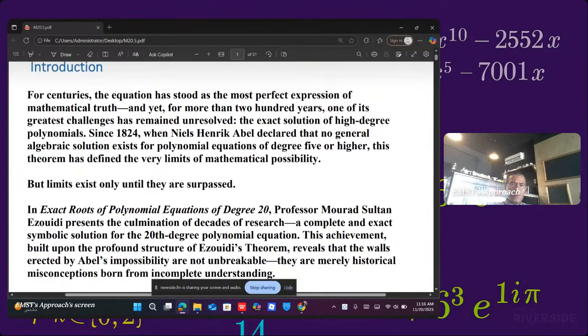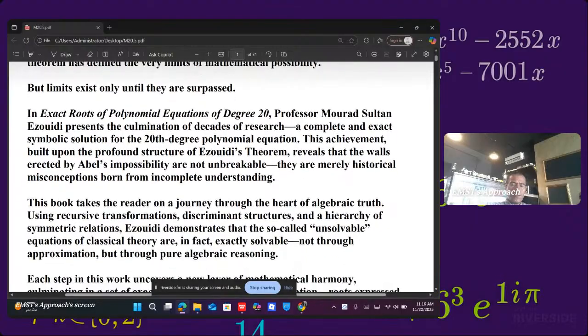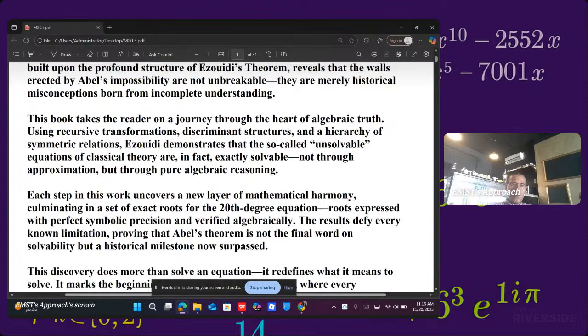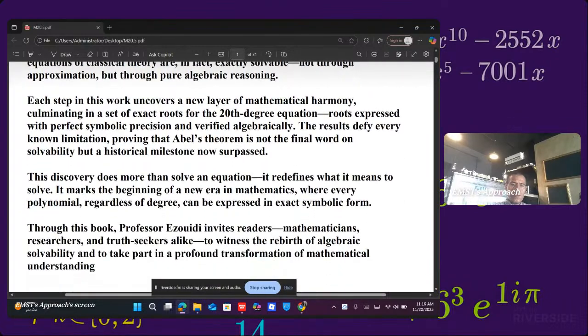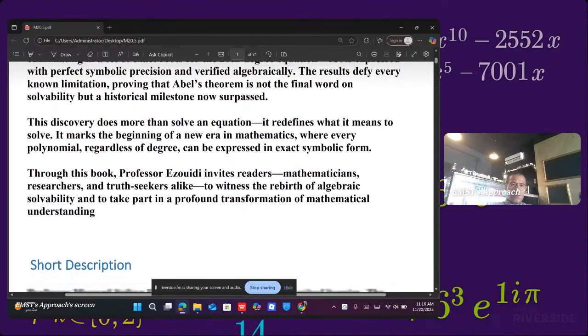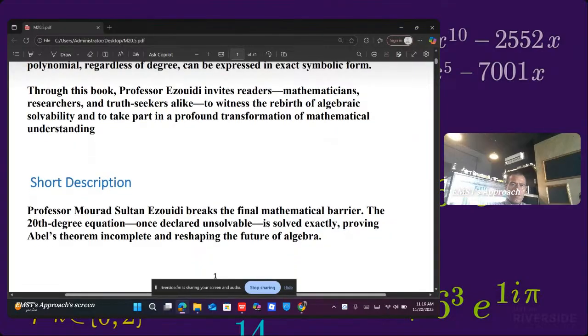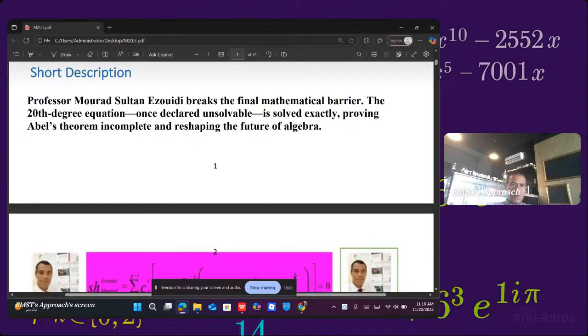The stakes here feel massive. Oh, they are. This isn't just about solving one tricky math problem, it's about redefining the boundaries of what is even solvable. Absolutely. So, our mission for this deep dive is, well, threefold. First, we need to unpack this radical new theorem from Zwiedy. Then we have to understand why classical algebra really fell apart at the 20th degree. And finally, explore what this new idea of exact symbolic clarity could mean for the foundations of math itself.